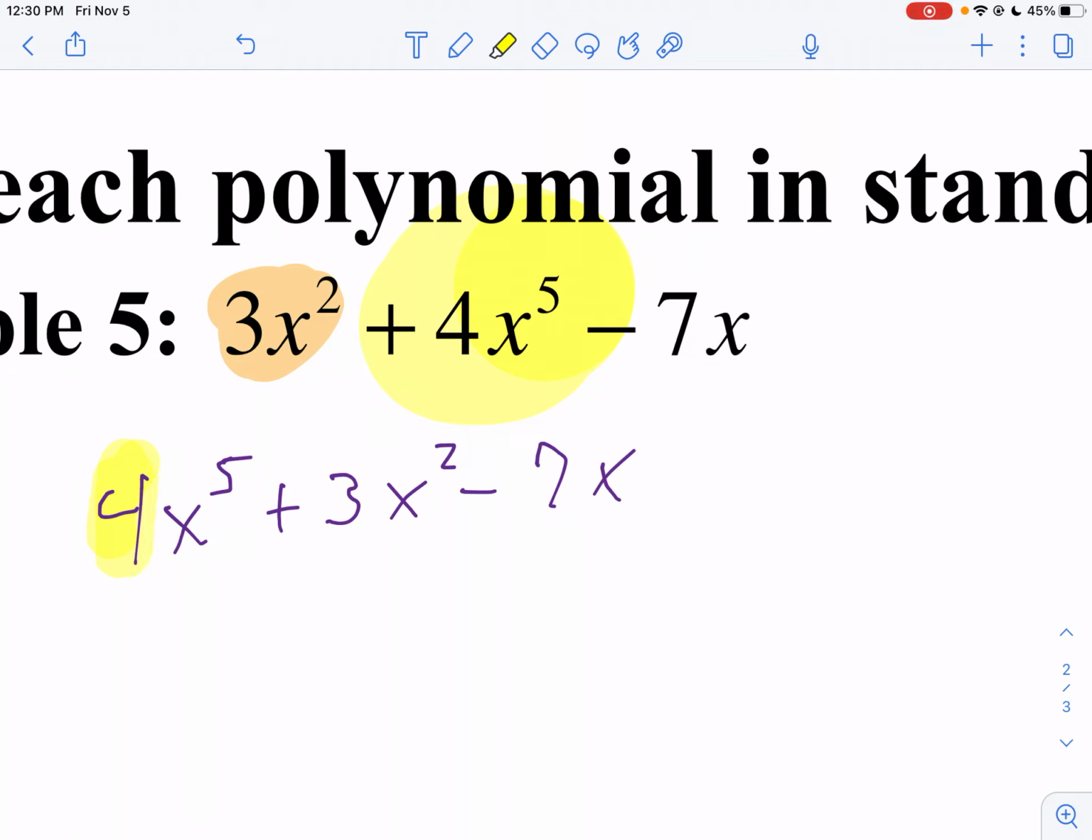So a lot of times we'll abbreviate that LC for leading coefficient. So I'll say the leading coefficient is 4.